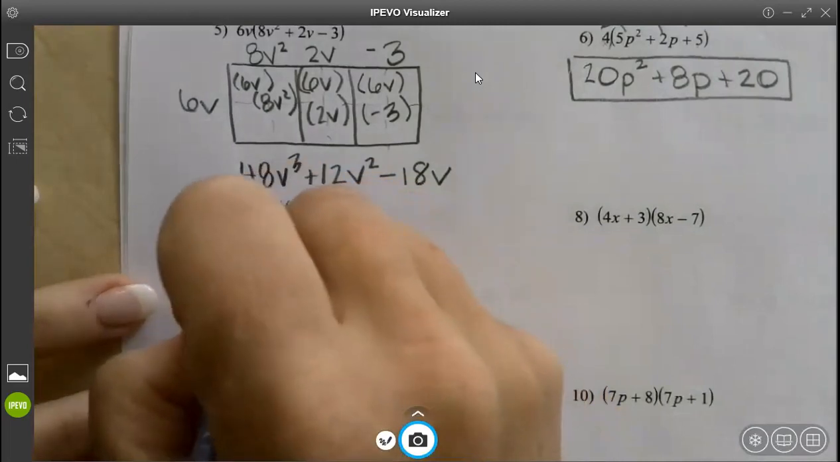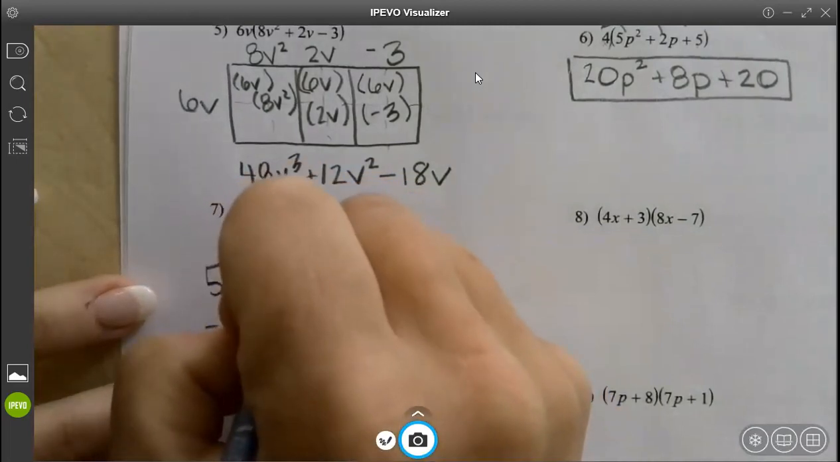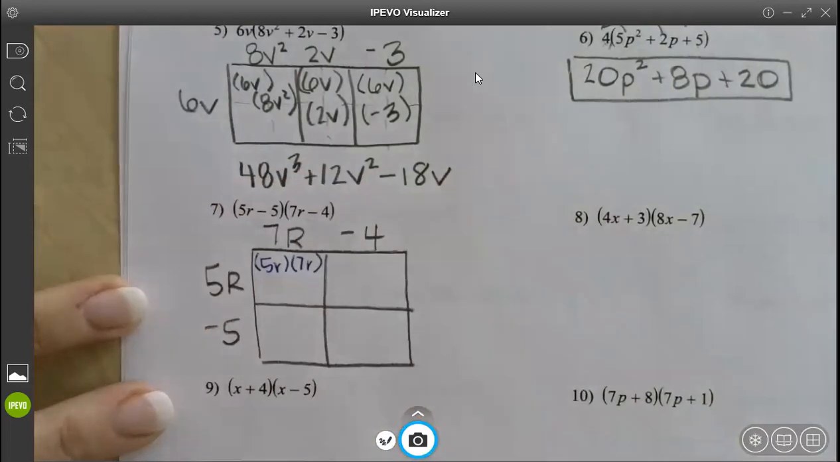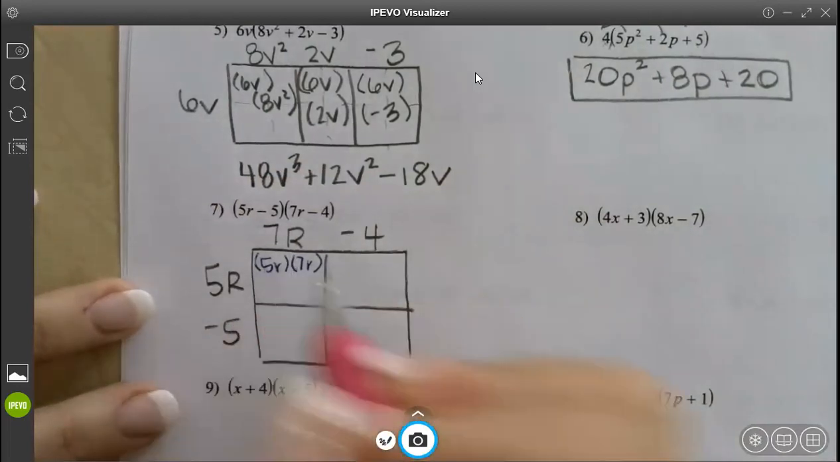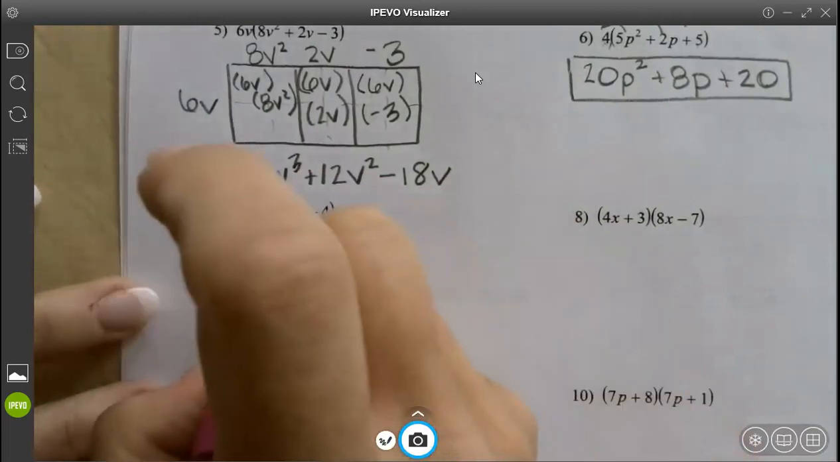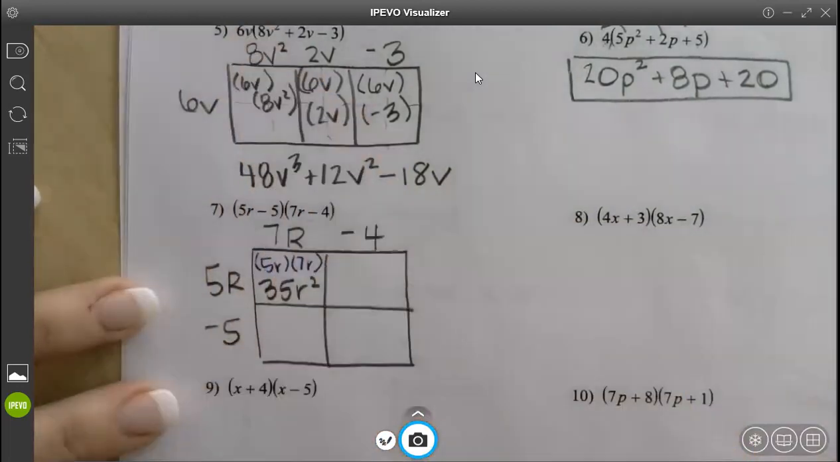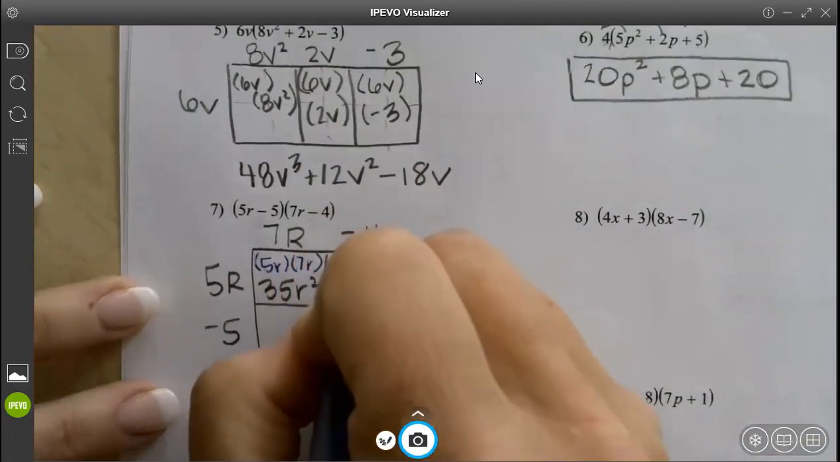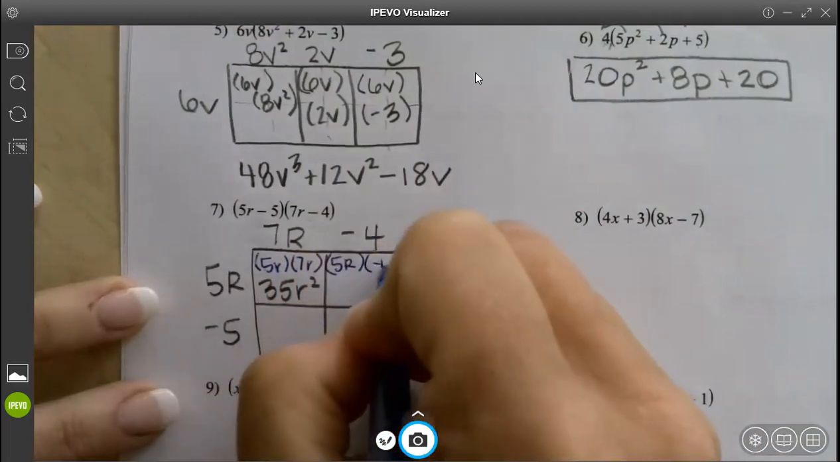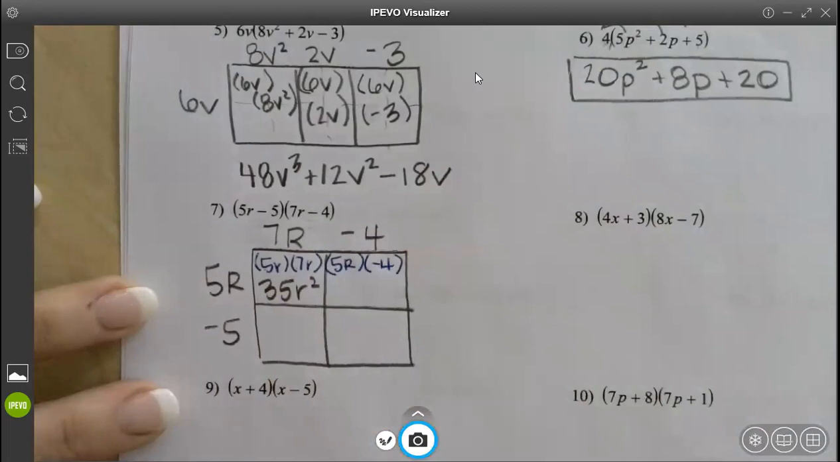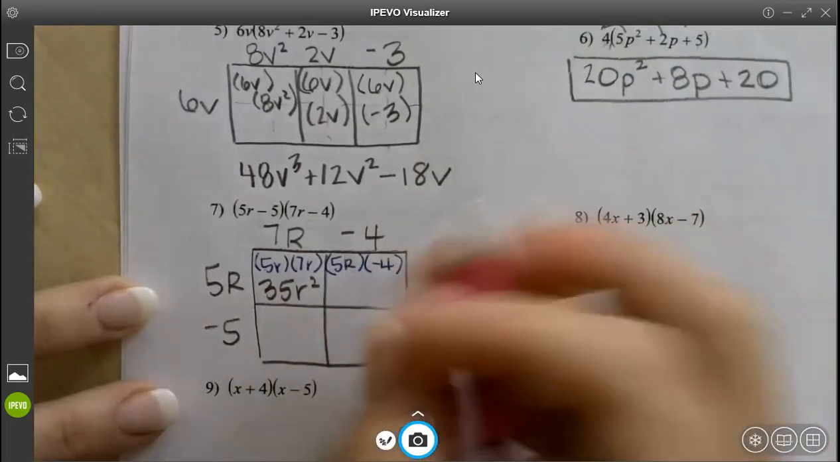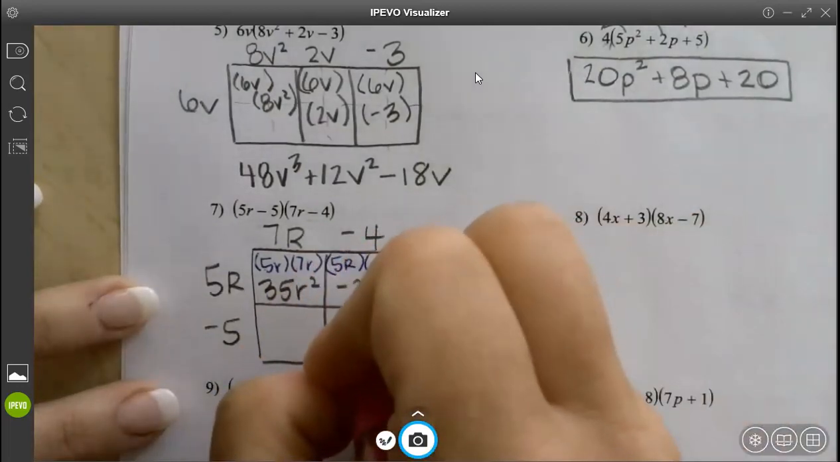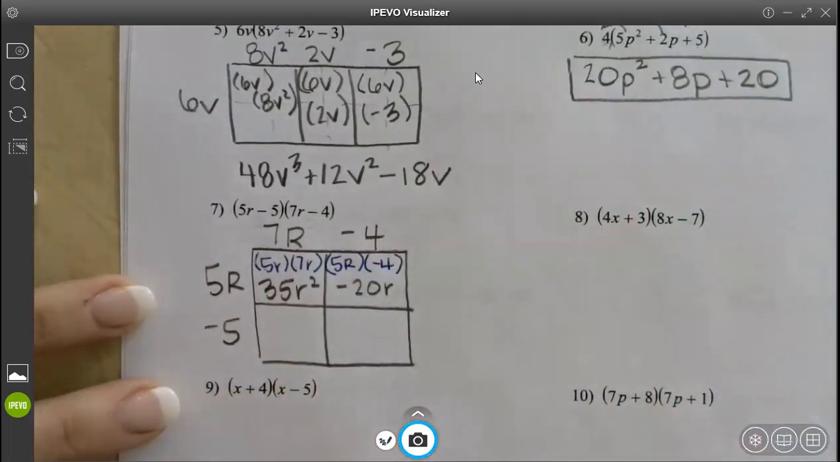So in this first box, we're going to have 5r and 7r. What is 5 times 7? 35. And there are 2 r's. In the next box, going across, we have 5r. Up and down, we have -4. 5 times -4 is -20. And we have 1 r.